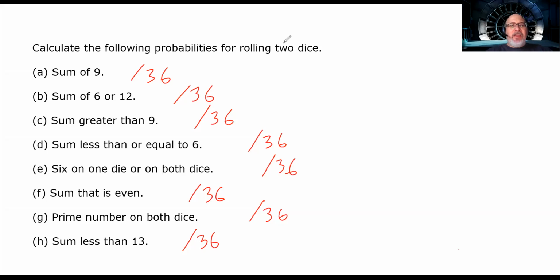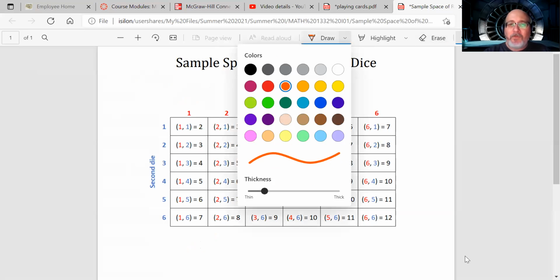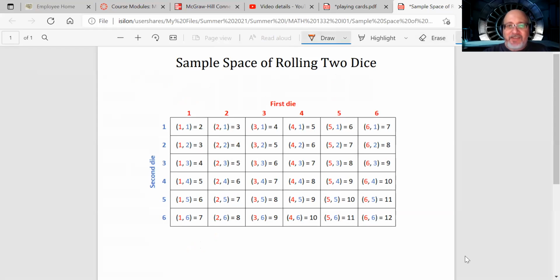Okay, now we just have to find the number of outcomes in the sample space, the 36 ways the pair of dice can be rolled, that satisfy each event. Starting with A, a sum of 9. Okay, let's go to the table and find all of the sums that equal 9. The first one that I see is in the third row where the second die is 3, in the 6th column. 6 plus 3 is 9.